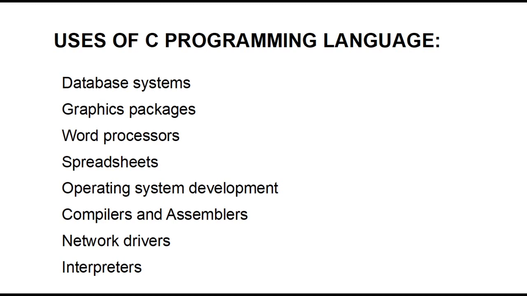Next are the uses of the C programming language. First one, database, then graphics packages, word processors, spreadsheets, operating system development, compilers and assemblers, network drivers, and interpreters.